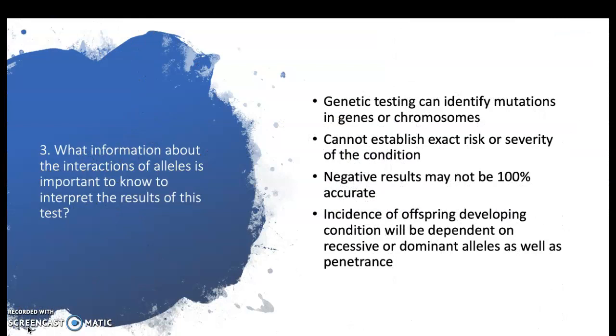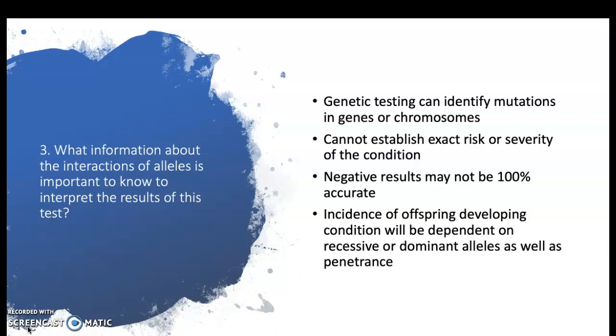The third question is, what information about the interactions of alleles is important to know to interpret the results of this test? Genetic testing may be able to identify a mutation in a gene or chromosome and confirm if the person is a carrier, if there's an increased risk of the fetus developing a disease depending on penetrance, or to confirm a diagnosis.